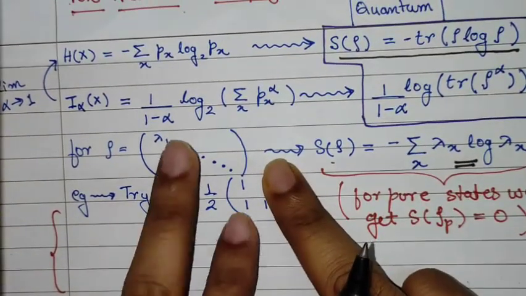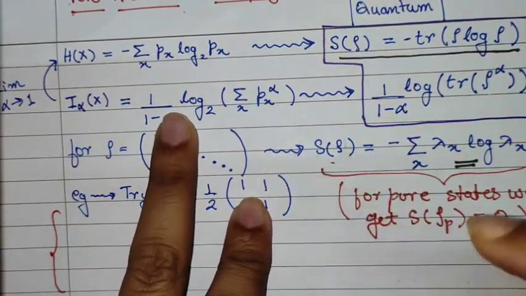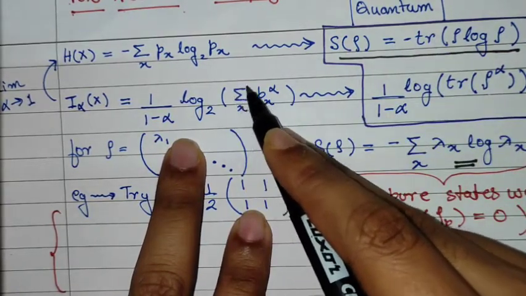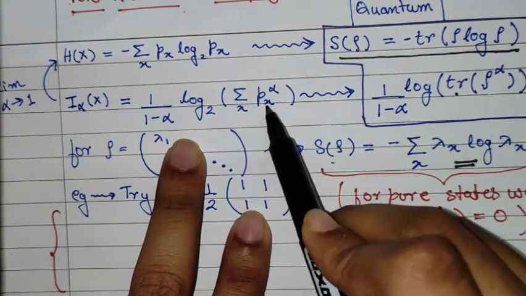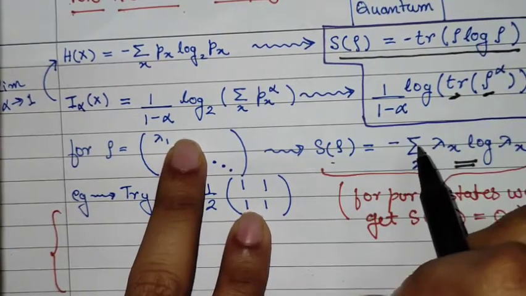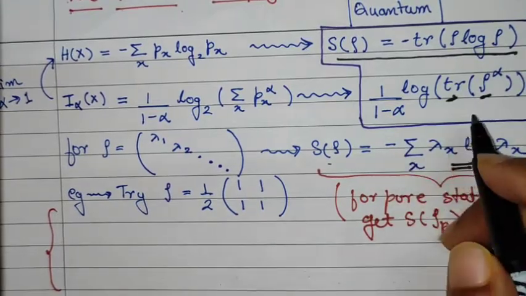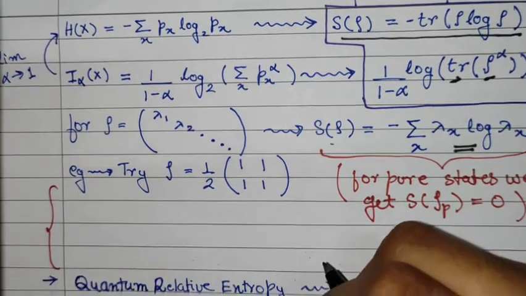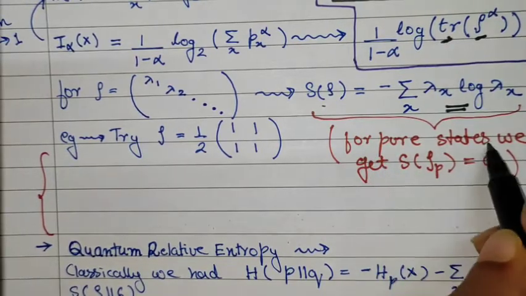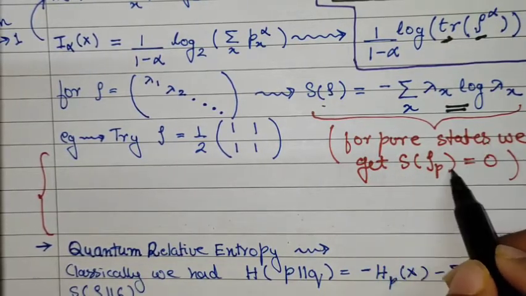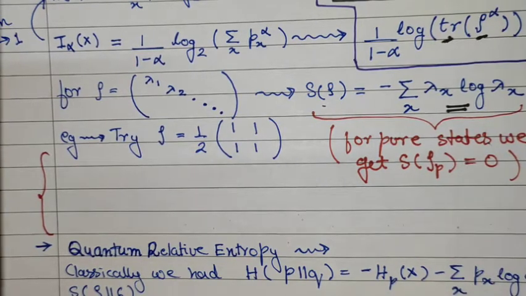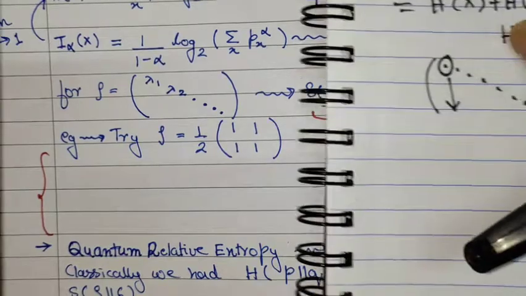Similarly, one can also define the quantum version of the Rényi entropy. Just replace the summation with trace and replace the probabilities with the density matrix, and that gives us the quantum version of the Rényi entropy. Now one of the important points is that if we have a pure state, then the entropy of that state is zero. Now why is that so?